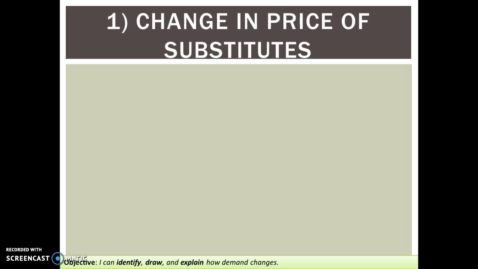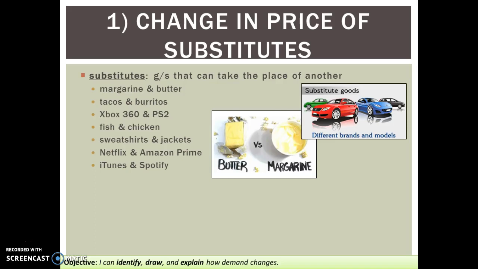Looking at a change in the price of substitutes, this is our first demand shifter. Substitutes are those goods or services that take the place of one another, and so we buy one or the other. We typically don't buy both of them at the same time.